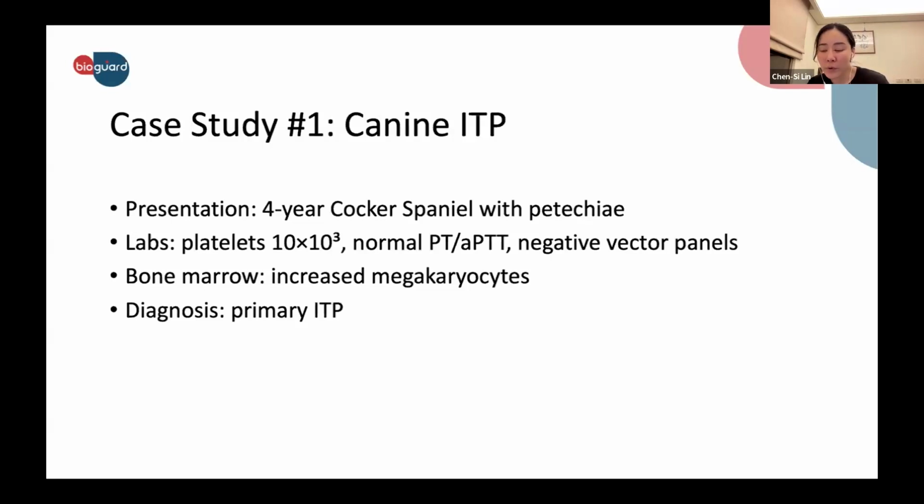Bone marrow aspiration showed abundant megakaryocytes. So this constellation of results confirms the diagnosis of primary ITP. This is what we see from the clinical signs, what we found from the lab tests, and the bone marrow test. So now we have the primary ITP case.